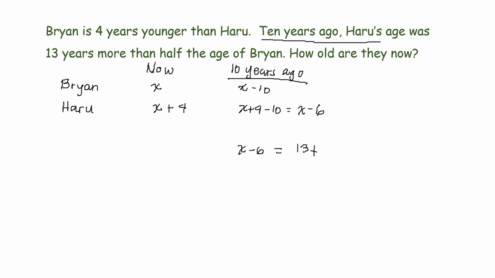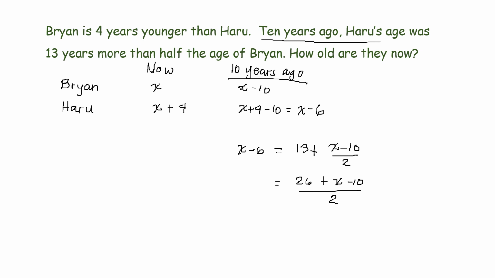At this time, Brian is X minus 10, so that's X minus 10 divided by 2. So this is our equation. All right, so how do we simplify this? I can make this expression like 26 plus X minus 10 over 2.